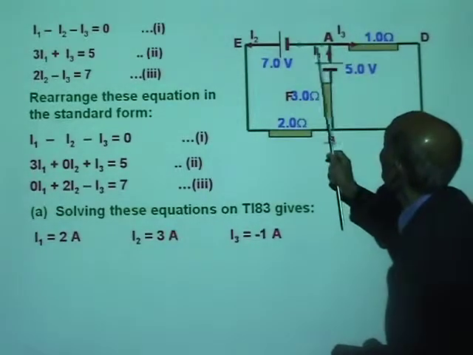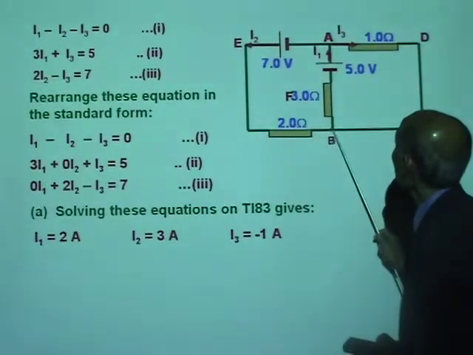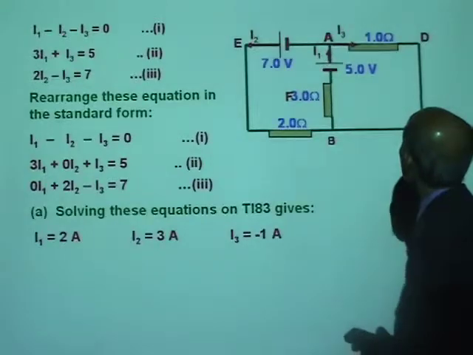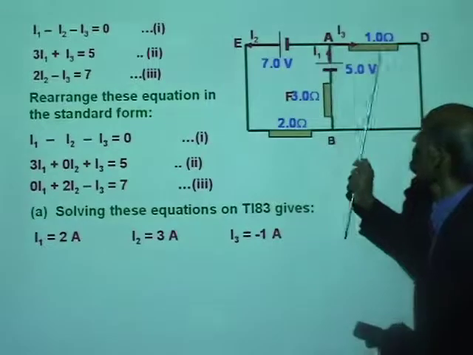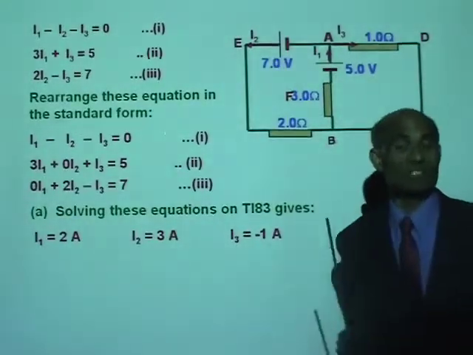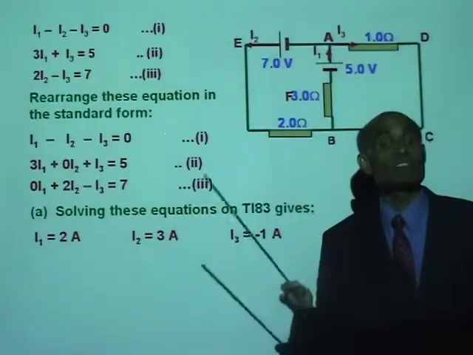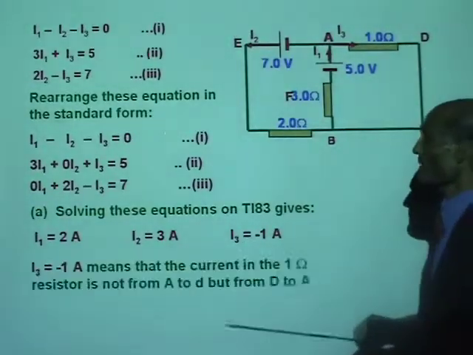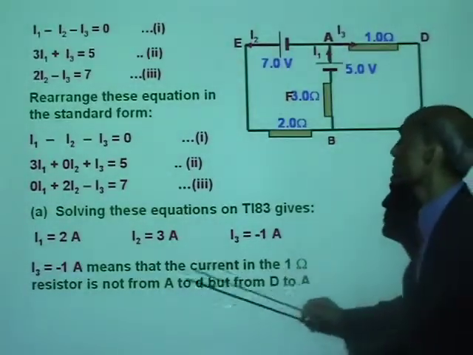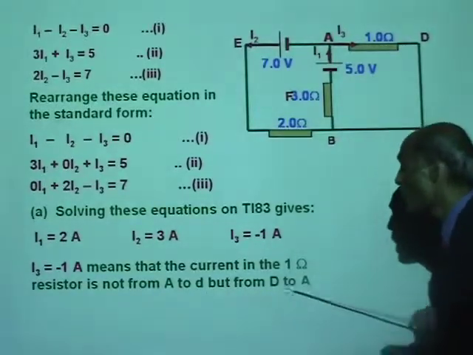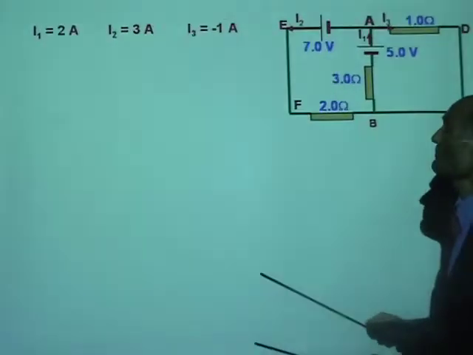In other words, a large current sent by this cell comes in, divides at B, then goes through the 1 ohm and joins here. That's what it means. I3 actually should be in the opposite direction. So it doesn't matter whether you made a mistake in assigning the direction of the current. I3 equal to -1 ampere means that the current in the 1 ohm resistor is not from A to D, but from D to A.